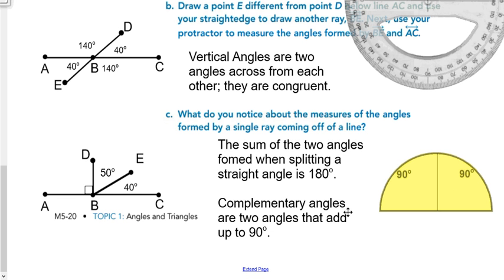And complementary angles are two angles that add up to 90 degrees. So let's see right here. This is a straight angle split in half, so one side must be 90, one side also must be 90. And since these two must add up to 90 degrees, these two angles are called complementary angles. Complementary angles are the two angles that add up to 90 degrees.